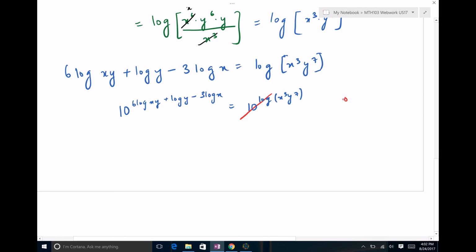This is purely because when we write log without a base, that's the same as log to the base 10. We just don't write the base 10 because it's the most standard, and so when I just say log, it means log base 10. And whenever you have log to the base b of a, and this is the exponent to, again, the base b, this log base b and the base of the exponent cancel each other out. So that's exactly what's happening here, which means you're left with just x cubed times y to the 7th. And this is your answer to the question.